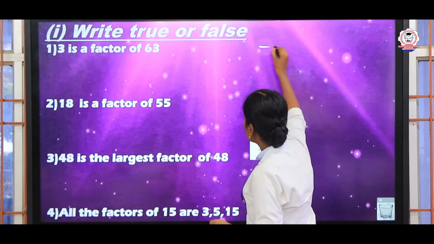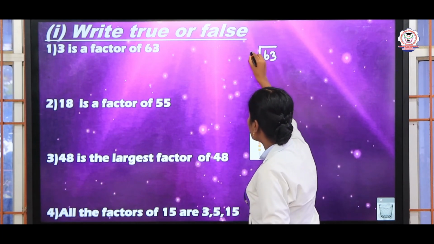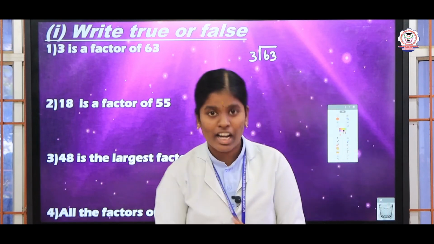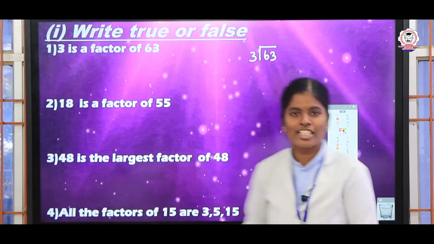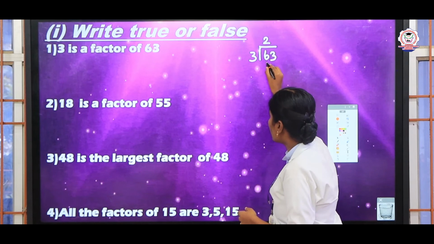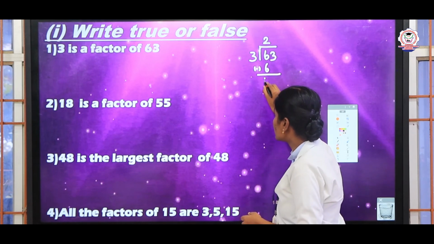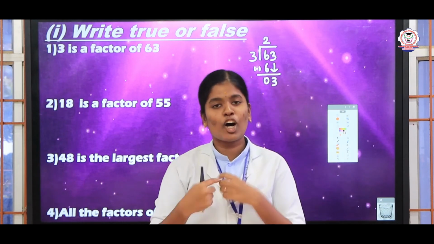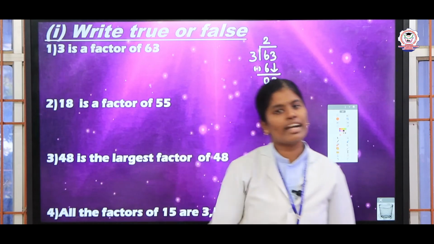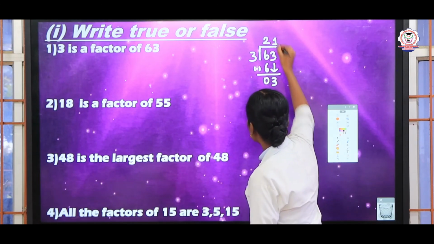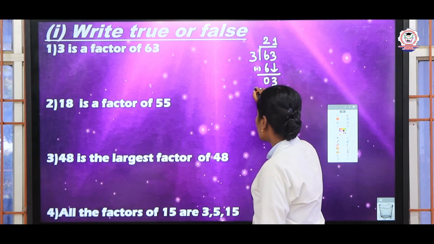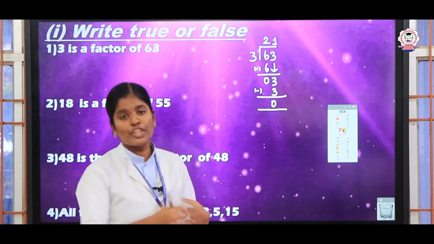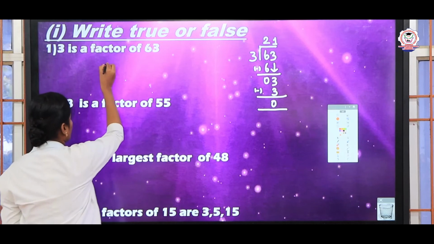So take 63 divided by 3. You all know the 3 table. 3 twos are 6, so write here 2 threes are 6. Now 6 minus 6, the answer is 0. Then we bring down 3. Now in the 3 table, how many times? Exactly 1 time. So write the answer, 1 three is 3. Now 3 minus 3 is 0. The remainder we got is 0. So 0 means that is true. This statement is true. Write here true.